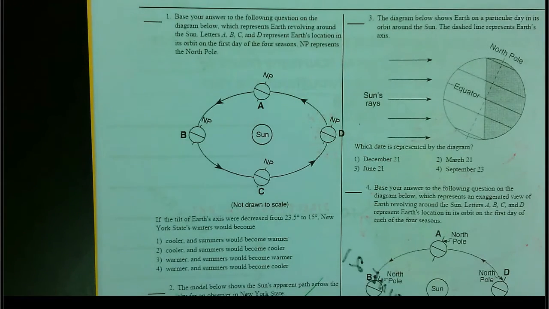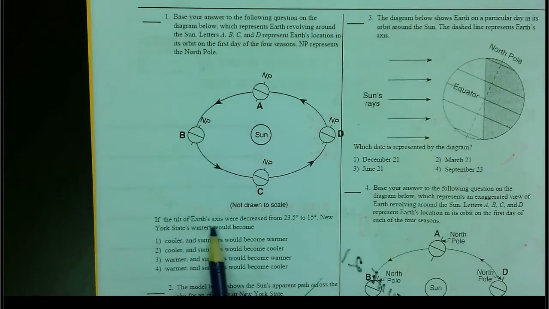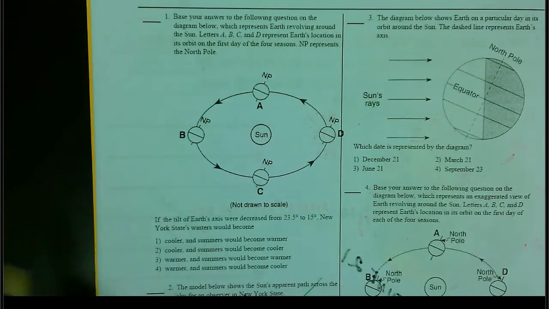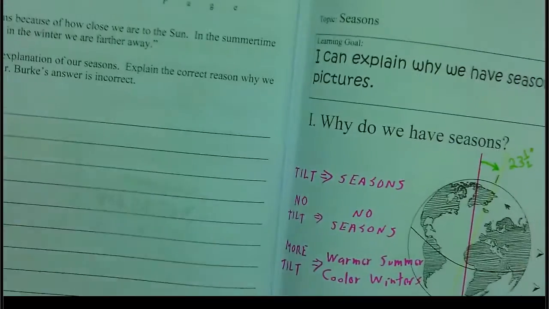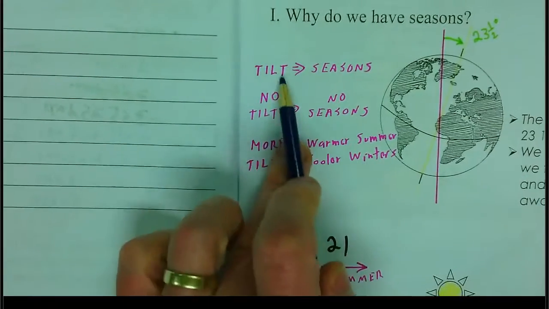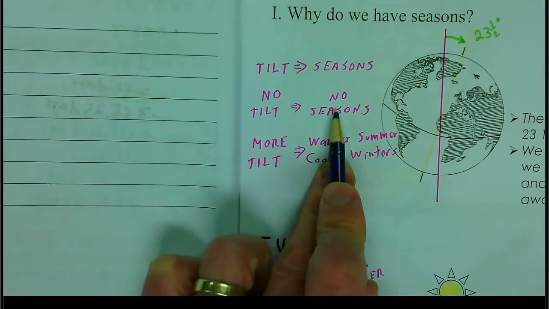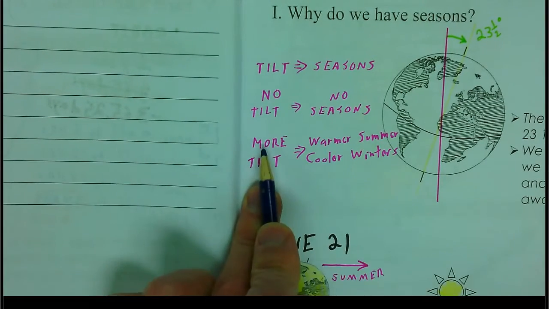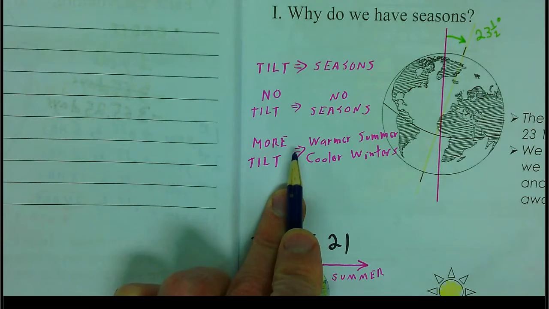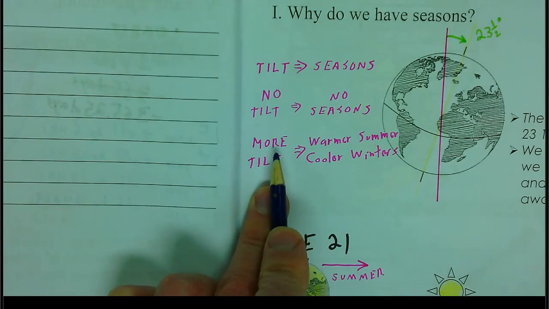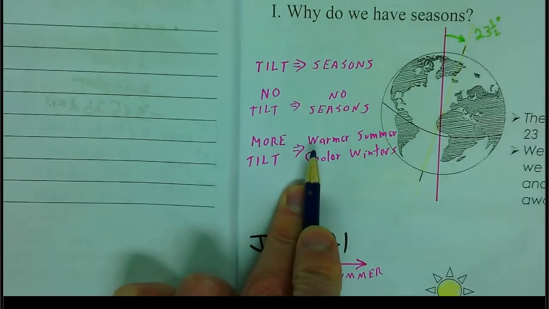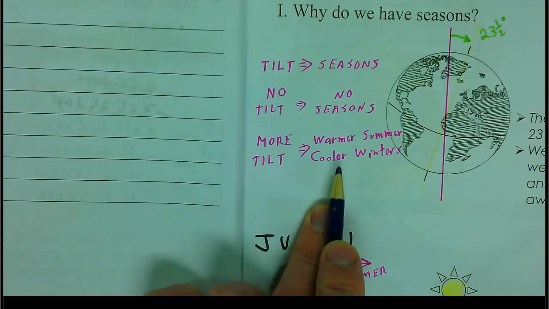Question number 1 says, if the tilt of the Earth's axis were decreased from 23.5 degrees to 15 degrees, New York State's winters would become. So if we go back to our notes, we already kind of wrote this information down. We said we have seasons because the Earth is tilted. If there was no tilt, we wouldn't have seasons. If there was more tilt, the seasons would be more intense, that our summers would be even warmer and our winters would be even cooler.